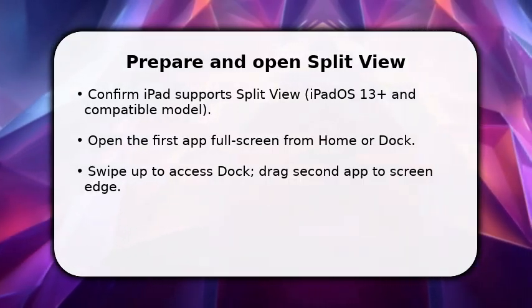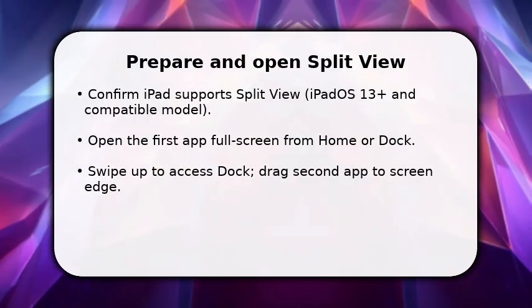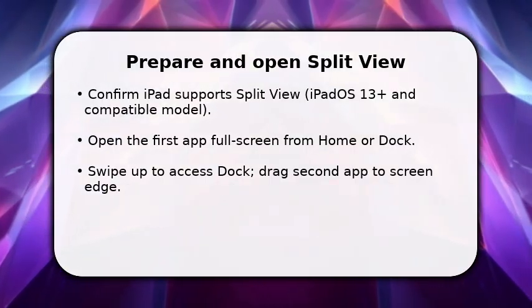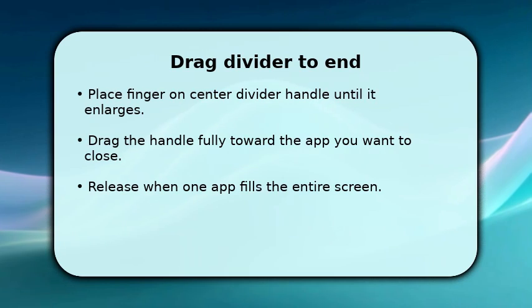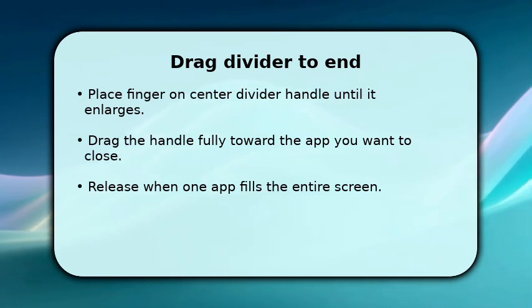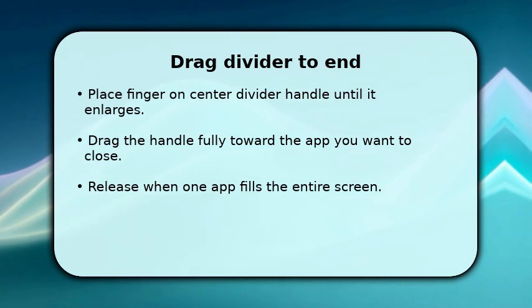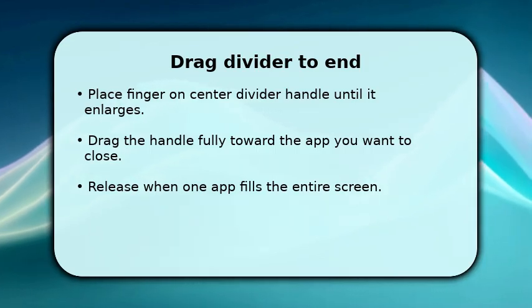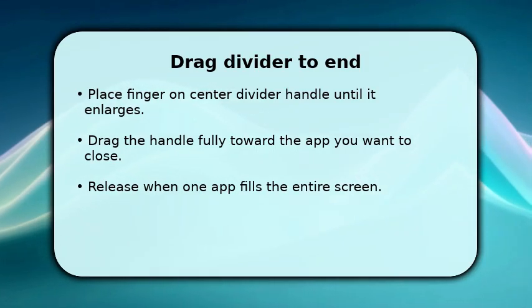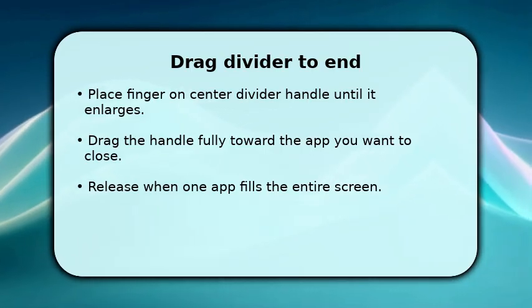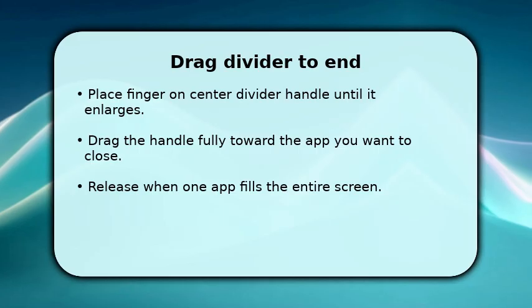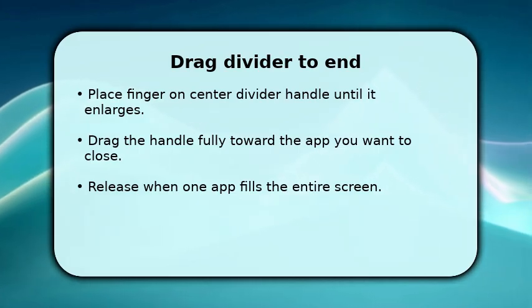After you hold the handle, prepare to drag it fully to one edge to close one side. Now continue the action. With the divider engaged, drag it all the way to the left or right edge of the display toward the app you want to dismiss. Do this slowly so the iPad registers the full screen intent. If you stop midway, it will remain split. Once the divider reaches the edge and snaps, the remaining app automatically becomes full screen.